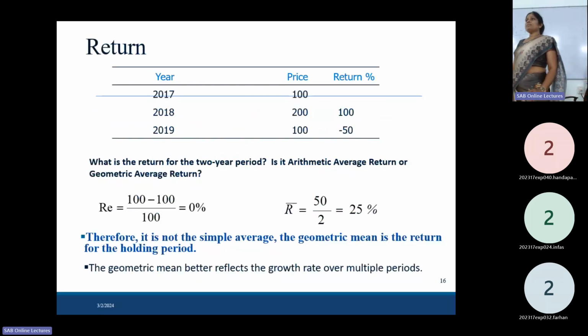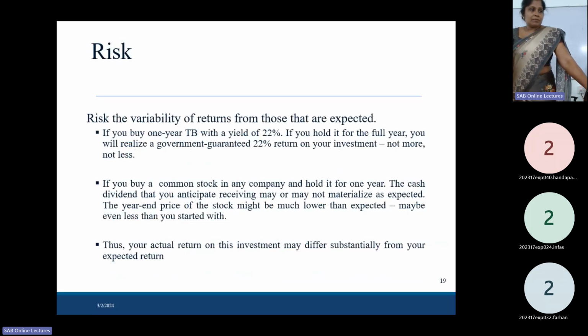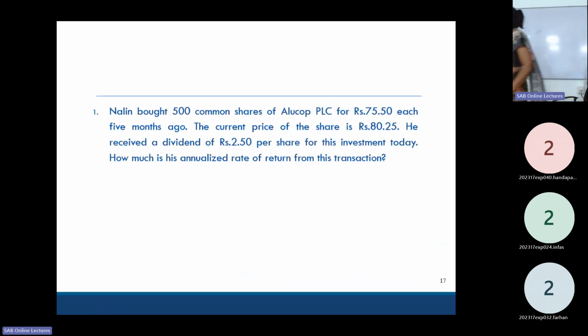Right. So that is about the return. So the next point is risk. This is about the return. So return you can calculate as a holding period return or annualized rate of return. Holding period return is really reflected with the geometric mean in the statistical manner. So let's go to the risk. Before going to this one, let's look at this example.